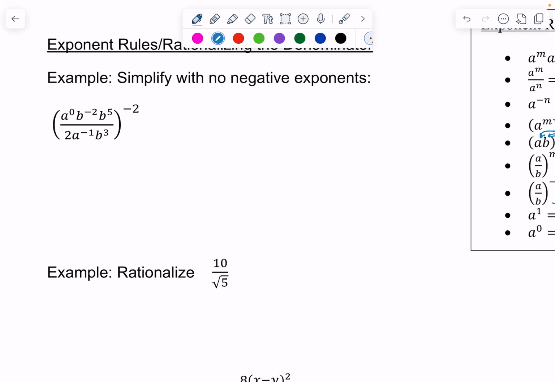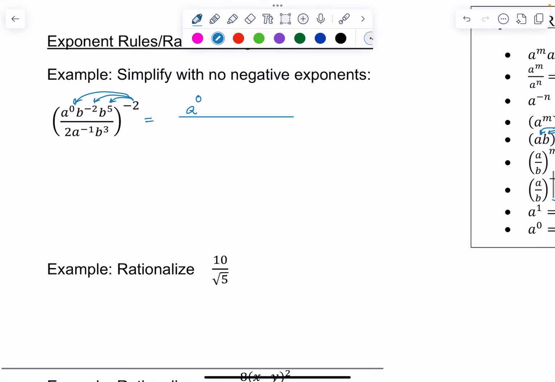What I'm going to do first is distribute this negative 2 in to everything in the numerator. And so I'm going to say that I have, well, we don't really need the parentheses anymore. A to the 0 times negative 2 is still going to be an a to the 0. My b to the negative 2 times negative 2 is going to be a b to the 4. And then I have a b to the 5 times negative 2, b to the negative 10.